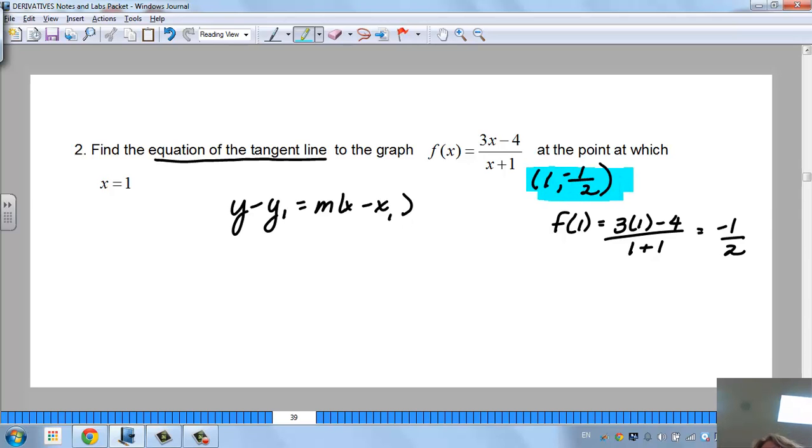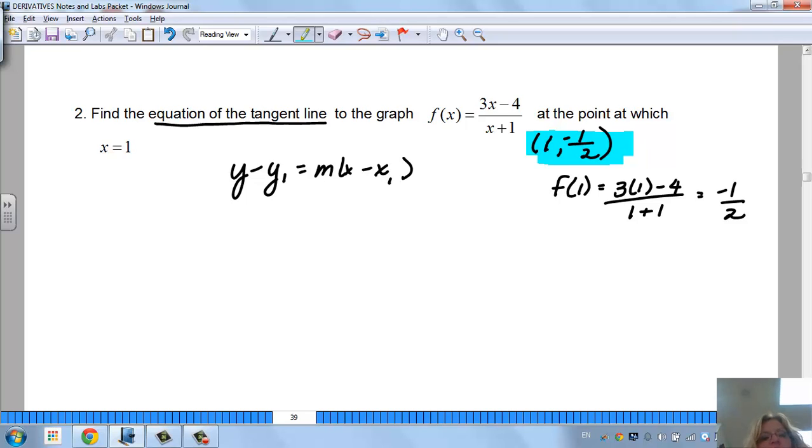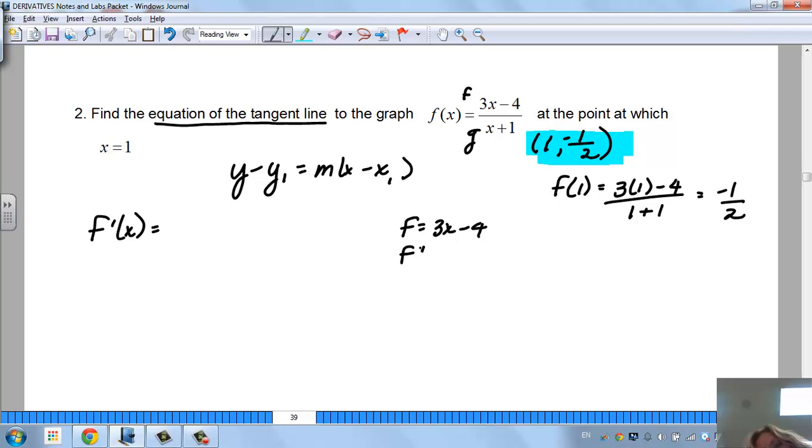That's important. So now I know the point. I can't say that's half the battle because we got to find the derivative yet. So we have to find f prime of x. And again, this is our f and this is our g. So let's set up the work here. So I have f is going to be 3x minus 4. F prime is going to be 3. G is x plus 1. G prime is going to be 1. Now, let's do the derivative. So it's f prime g minus f g prime all over g squared.